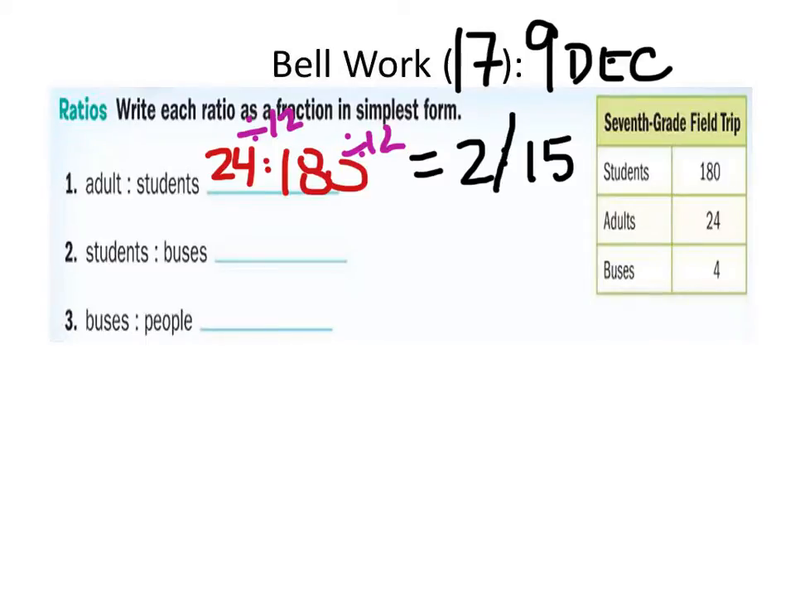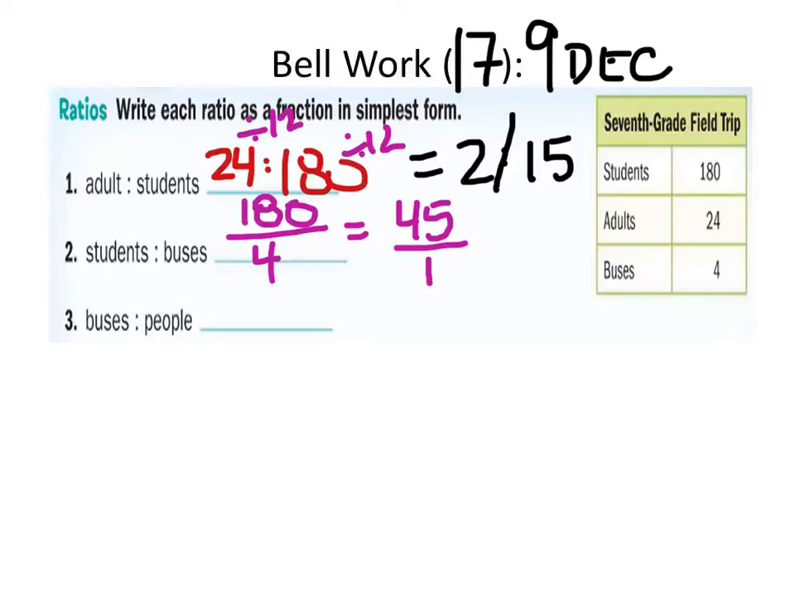All right, students to buses. So you've got 180 divided by 4. You can write this as a fraction and put it in the calculator, and it would give you 45 to 1. So in other words, there are 45 students per bus.